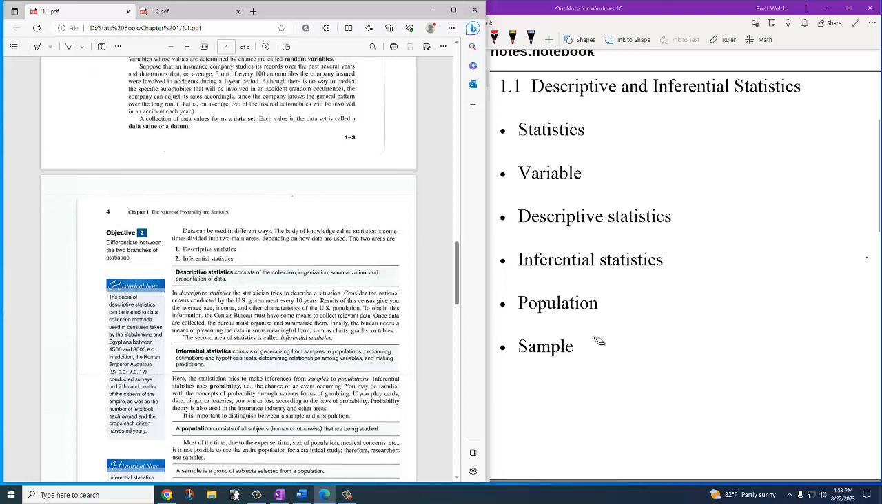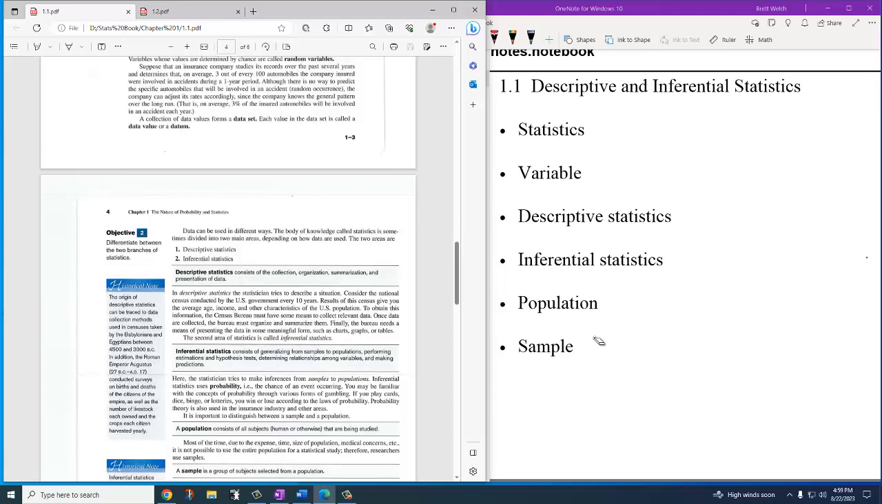Whereas inferential statistics consists of generalizing from samples to populations. If I take a little sample here in Kimberly High School and then apply that to all high schools in the state, that's a generalization. I might also perform estimations and hypothesis tests, which we'll learn about later, and determine relationships among variables, like exactly how my height relates to my age. It's fine to say that they're somewhat related, but to be specific about their relationship, that would be inferential statistics.